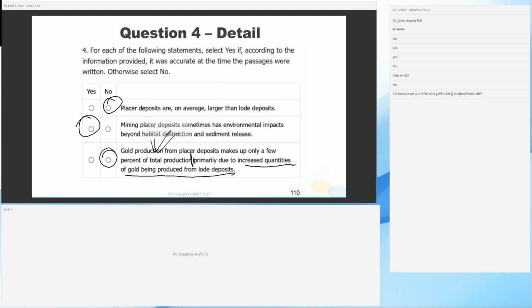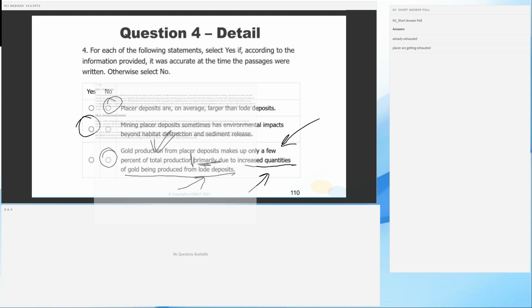Now let's talk about why 3 is not inferable. Let's see what 3 is saying. It's saying that placer makes a few percent. We know that primarily, which means the primary reason is increased quantities, because lode mines are producing, lode deposits are producing more. Is that the primary reason, or is it because we can't find enough placer deposits? What's the primary reason why it makes a few percent? As per the passage, let me bring in the passage once again. Because placer is already exhausted. You can see this over here.